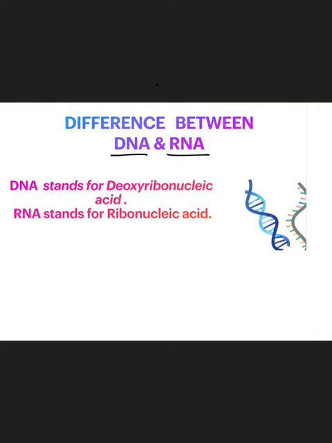As we all know, DNA stands for deoxyribonucleic acid and RNA stands for ribonucleic acid. Both of them carry genetic information. What is genetic information? Genetic information is the information that is transferred from a parent to their offspring. Since both of them transfer genetic information, but there are quite a few differences between them.